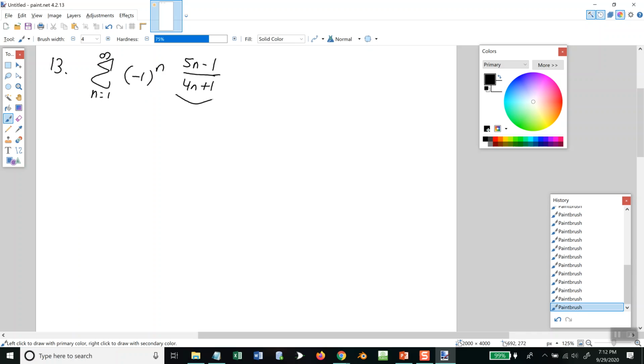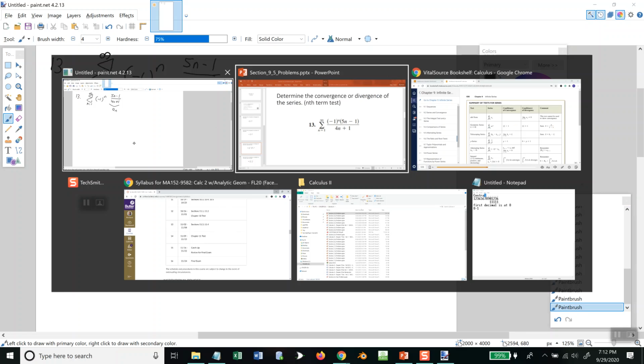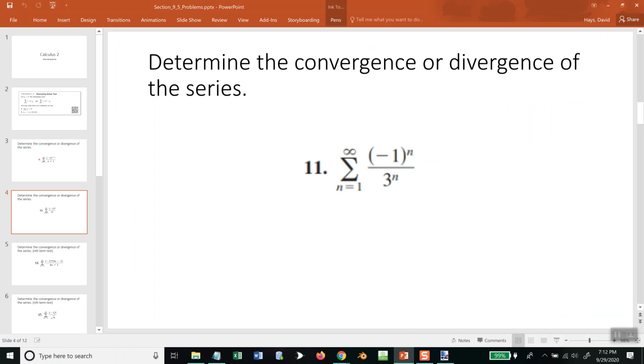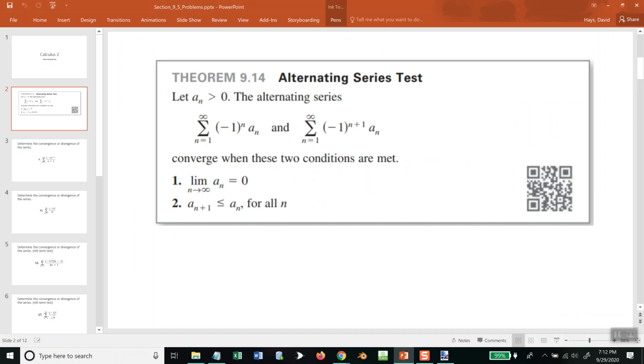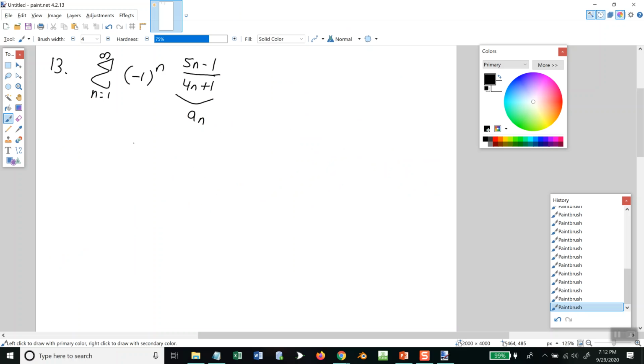Okay, so this is our a sub n. Again, the -1 to the power you just put out in front right there. And we got two criteria that need to be met. One of them is the limit as n goes to infinity of a sub n, of n minus 1 over n plus 1. What rule would I use there?